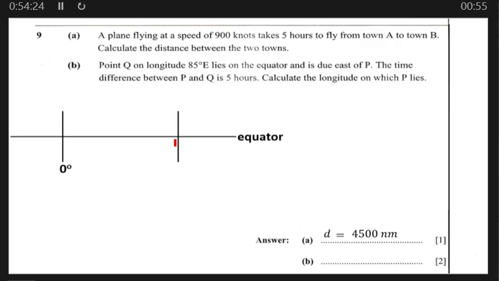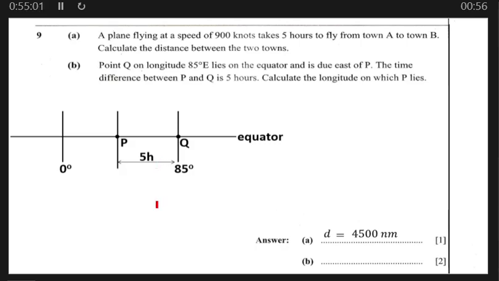Then from there we'll have point Q, which lies at 85 degrees east, so it should be east of the Greenwich meridian. Q lies at 85 degrees, on this side east. Since it lies on the equator and is due east of P, it means P is on this side. Then they're saying the time difference between points P and Q is 5 hours.